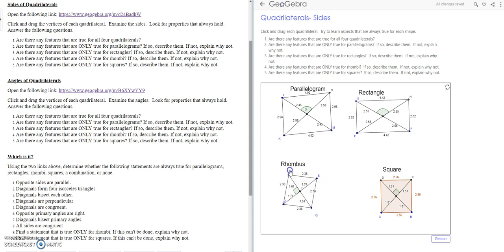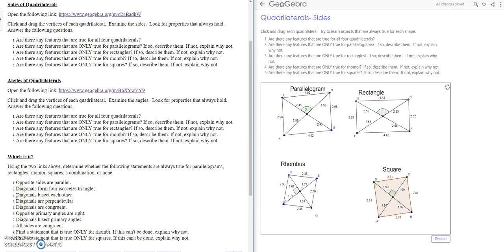If I look at my rhombus, well, no, I can already see looking at that triangle right there, that's not an isosceles triangle, so it's not true about the rhombus. But if I look at the square, all my inner diagonals are the same measure, so that no matter what I do, they stay the same. So that's a statement that's true for the square and the rectangle.